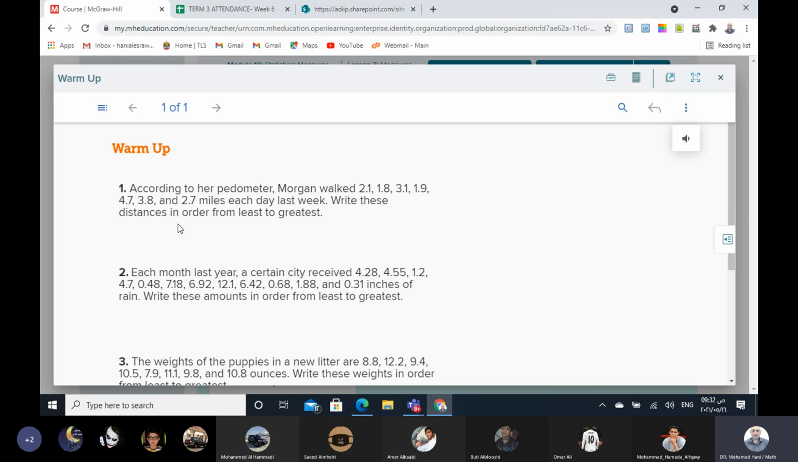Here we have a warm up. A pedometer shows Margin walked 2.1, 1.8, 3.1, 1.9, 4.7, 3.8, and 2.7 miles each day last week. Write these distances in order from least to greatest. I want all of you to prepare your notebook. Please try to order this data from least to greatest. Start, please, and tell me what is your answer.